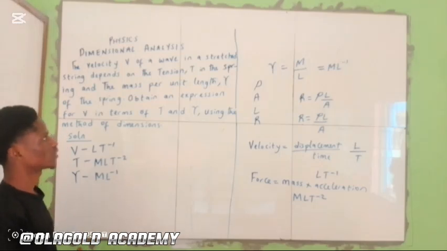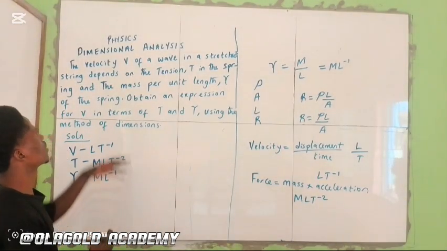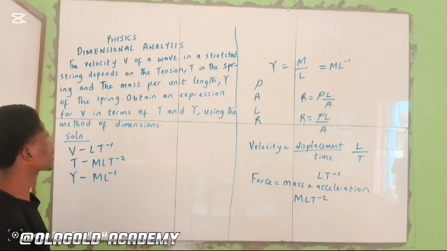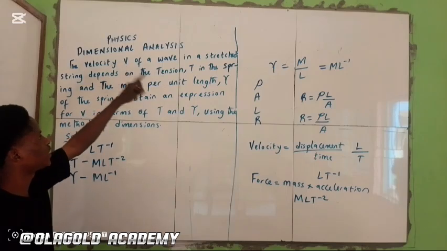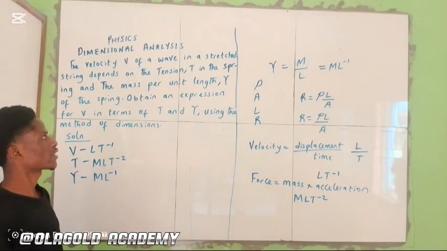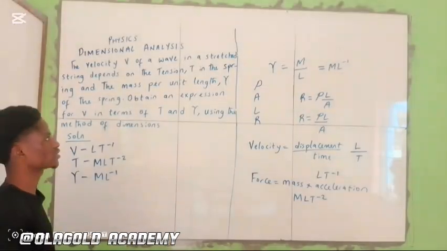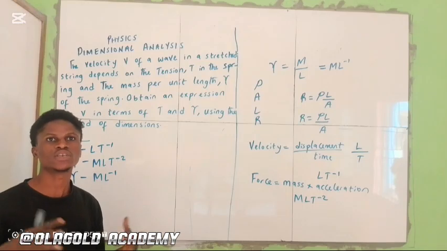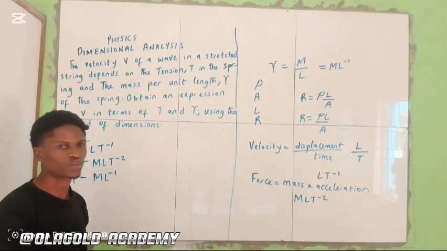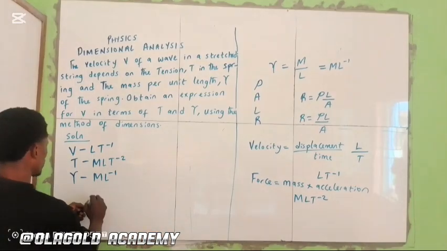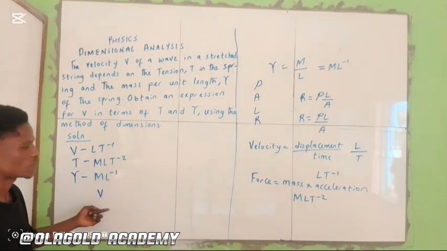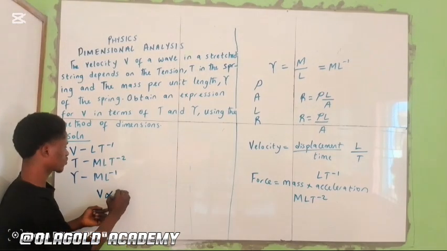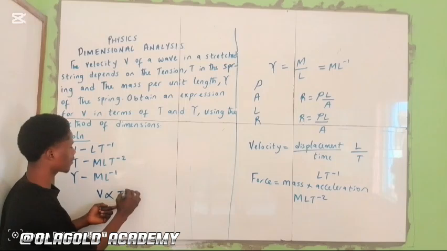With that being done, now let's express how the parameters are dependent on each other. Like I said earlier, the velocity v depends on tension and gamma, which is mass per unit length. So how do you write dependency? Write dependency by using the symbol of direct proportionality, which is v expressed as being directly proportional to tension and gamma.